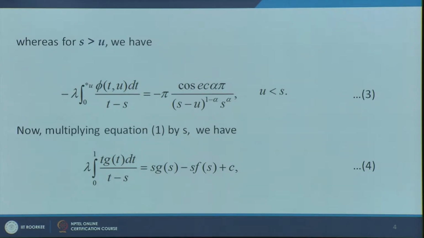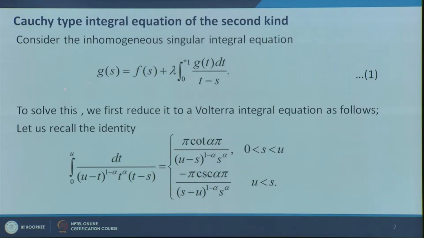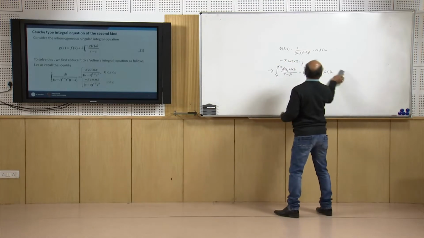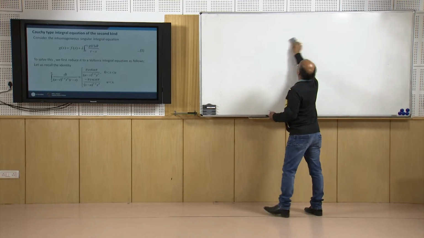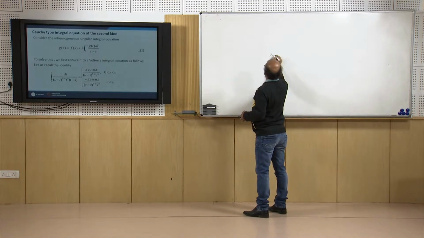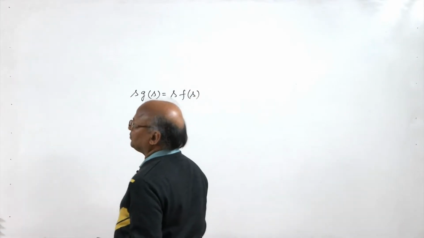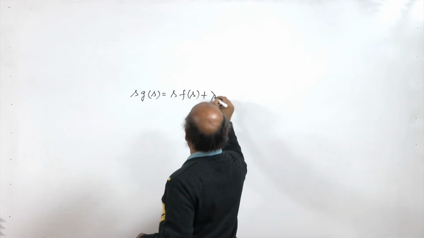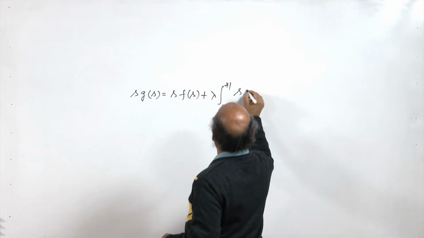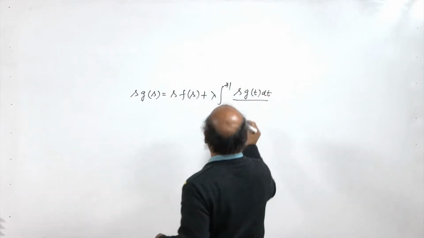Now what we do is, let us multiply equation 1 by s. So this is our equation 1. In this equation we are multiplying by s. So we get s g(s) equals s f(s) plus lambda times integral 0 to 1 s g(t) dt divided by t minus s.